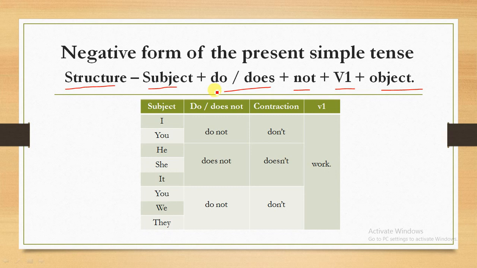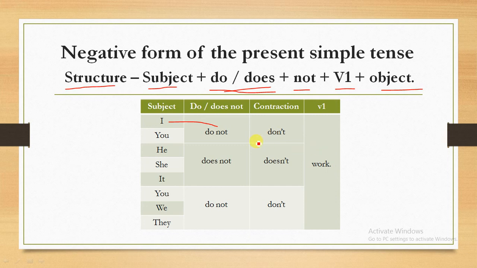For example, if I say "I am from India," I can ask someone a question: "Am I from India?" But suppose in a particular sentence there is no be verb available. In that case we need to use do or does to ask a question. Now this is the negative sentence, so we will see "I do not."